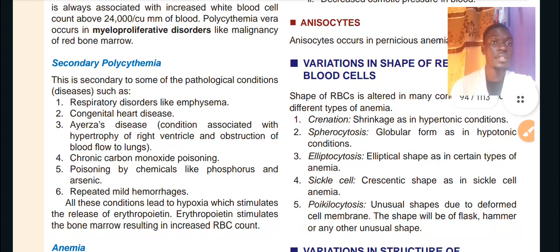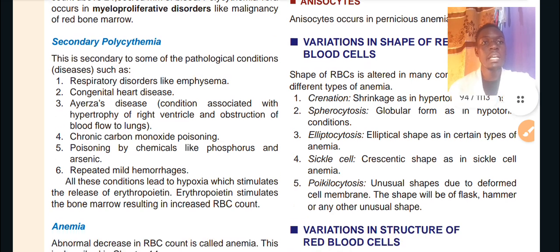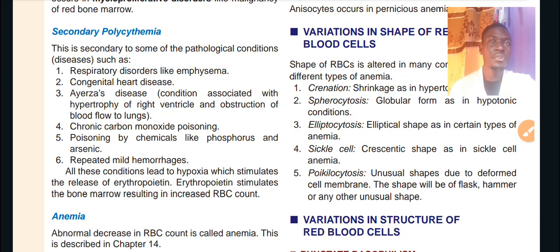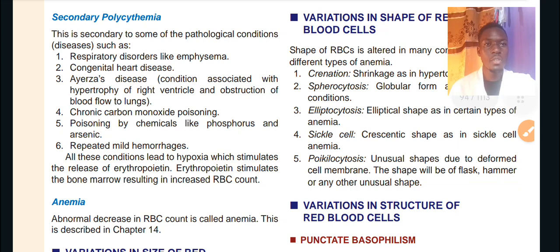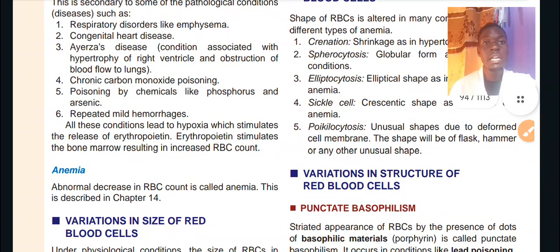This may be caused by respiratory disorders like emphysema, congenital heart disease, and Ayerza's disease, which were normally associated with hypertrophy of the right ventricle and obstruction of the blood flow to the lungs. It may also be caused by chronic carbon monoxide poisoning, or poisoning by chemicals like phosphorus. It can be caused by repeated mild hemorrhages. That is, you keep on losing blood, but very little, so you end up getting polycythemia, the secondary type. All these stimulate erythropoietin, and erythropoietin stimulates the bone marrow, releasing red blood cells, therefore increasing the red blood cell count.